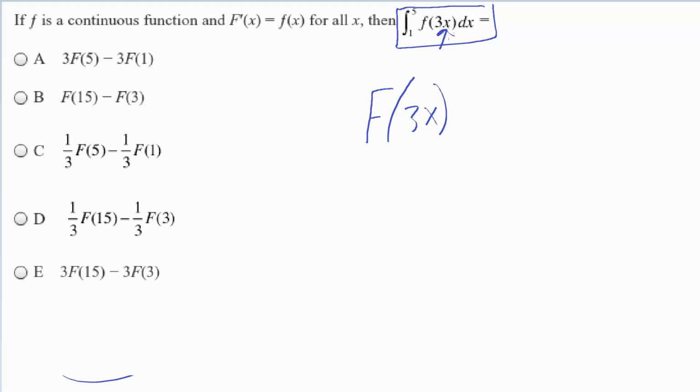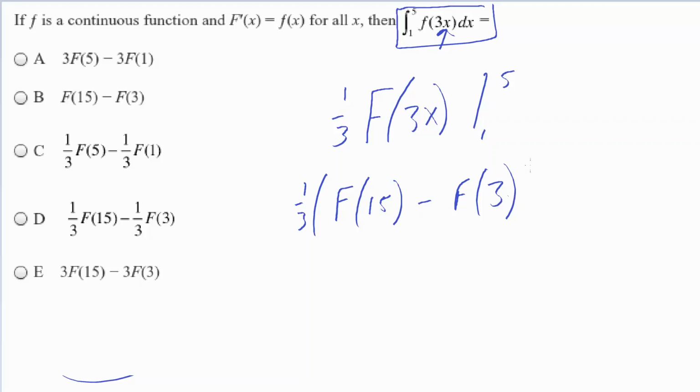I guess how I would do this is you could either u-substitute and get 3 and remember the 1/3, or you could picture what the chain rule of this would do. It would multiply by 3, therefore we're going to need that 1/3 from 1 to 5. So let's put that 1/3 in front. Then if I put the 5 in, it's big F of 15 minus big F of 3. Is that somewhere up here for us? If I distribute the 1/3 through, yeah, got it right there.